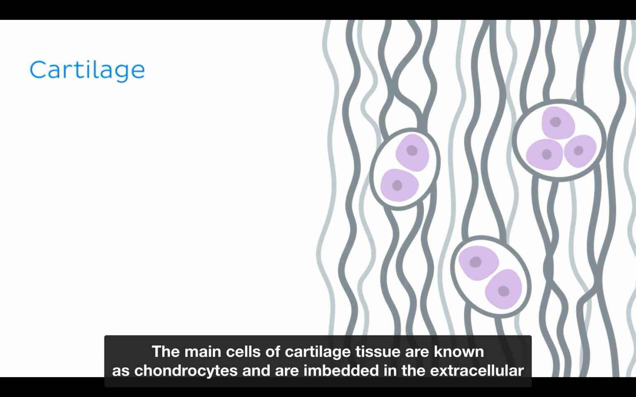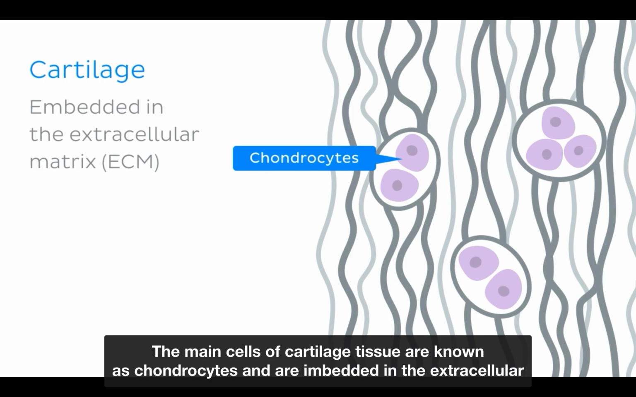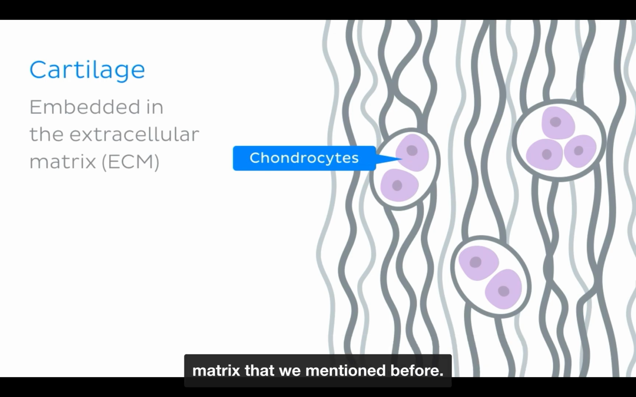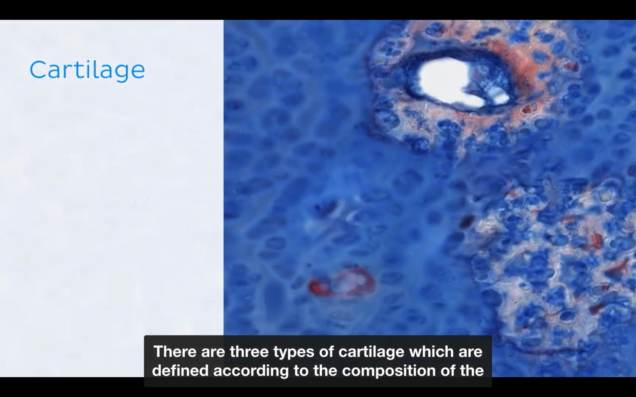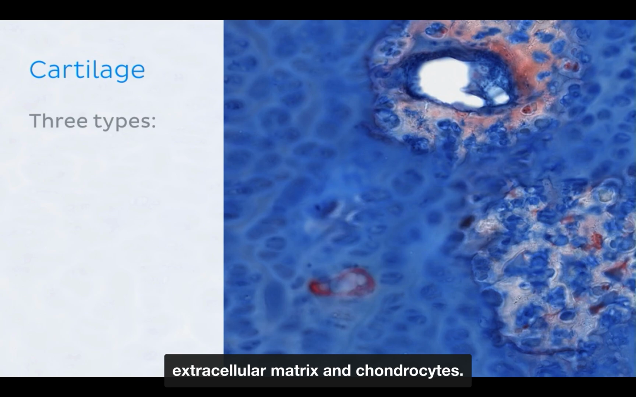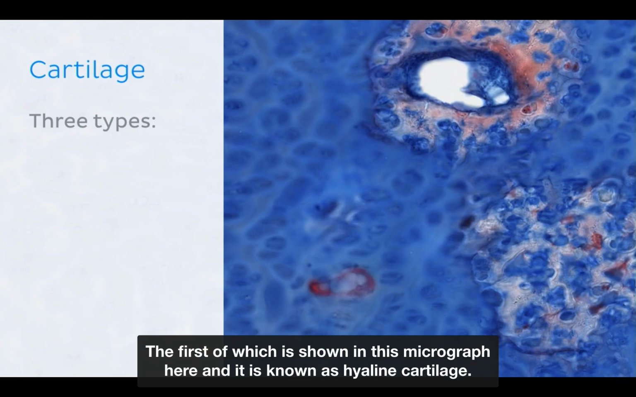The main cells of cartilage tissue are known as chondrocytes and are embedded in the extracellular matrix that we mentioned before. There are three types of cartilage, which are defined according to the composition of the extracellular matrix and chondrocytes. The first of which is shown in this micrograph here, and it is known as hyaline cartilage.